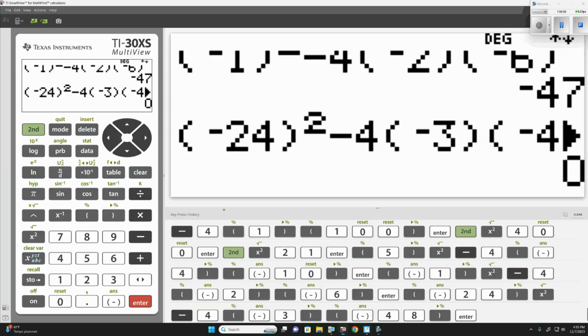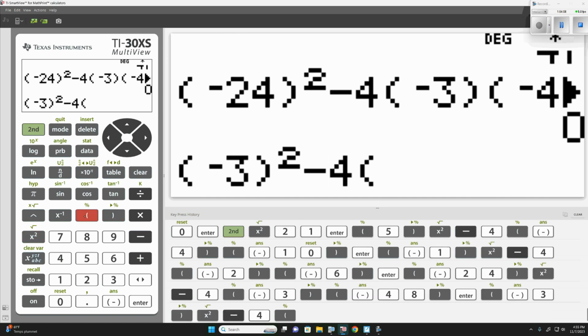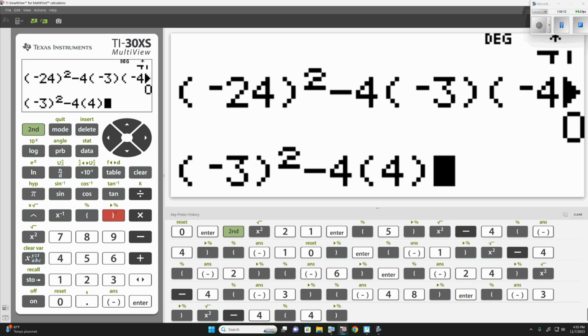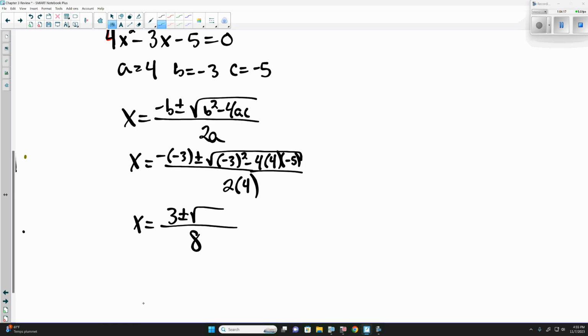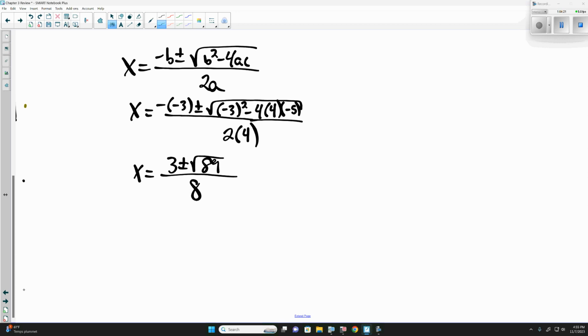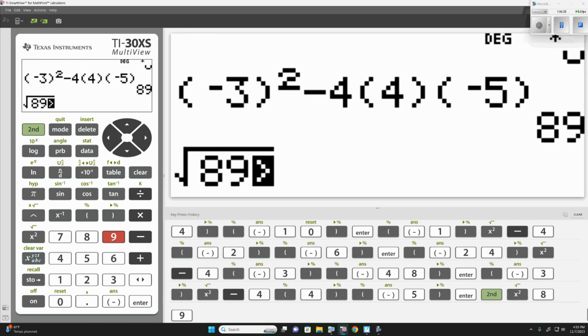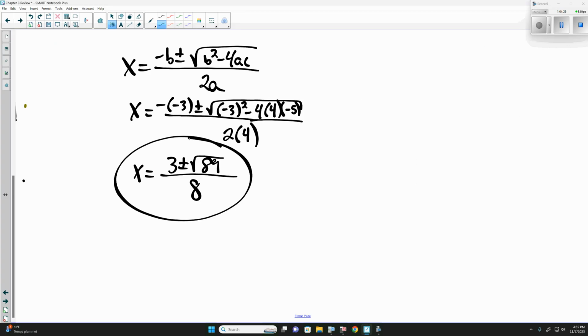The last thing we need to do is plug all this into the calculator. Negative 3 squared minus 4 times negative 5 is 89. Now if the radical will reduce, we need to reduce it. Square root of 89 doesn't reduce. So that right there is our final answer, and that's it, all that we have to do for this here.